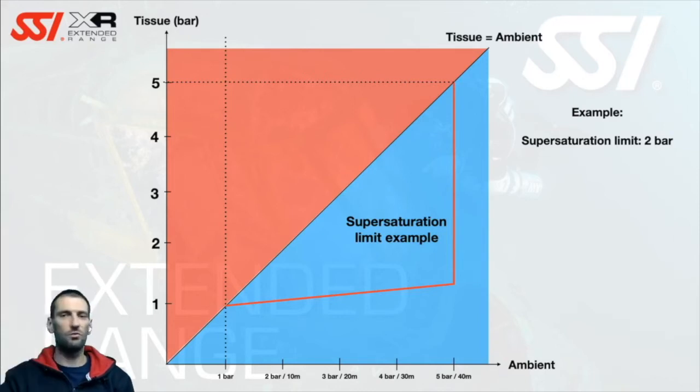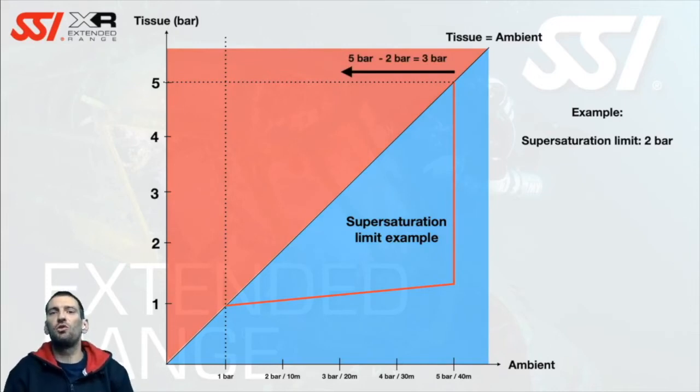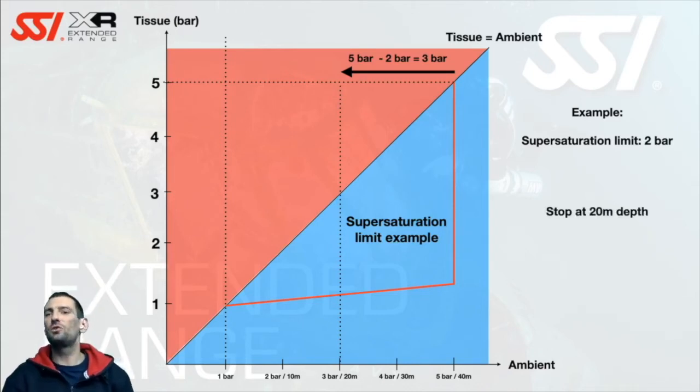And now let's imagine, just for the exercise, that the tissue this graph is representing can be supersaturated by a maximum of 2 bar, which means the pressure in that tissue cannot be more than 2 bar above the ambient pressure. So the starting pressure in our tissue is 5 bar because it's fully saturated at 40 meters. We know that we cannot supersaturate it by more than 2 bar of difference. So it means that tissue can be exposed to a minimum of 3 bar of ambient pressure, which simply means at that point we can ascend to 20 meters depth, because the ambient pressure at 20 meters is 3 bar, our tissue loading is 5 bar, so the pressure difference, the supersaturation, will be 2 bar, and this is our maximum supersaturation limit.